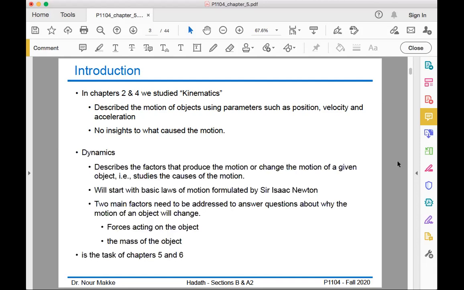So in this case, we are going to study the factors that have produced the motion or have changed the motion of a given object. And the ground basis for this would be the laws of motion formulated by Newton, where we're going to introduce two new concepts to study what causes the motion: first of all, the forces acting on a given object, and the mass of an object. So this dynamics will be the task of both chapters 5 and 6.